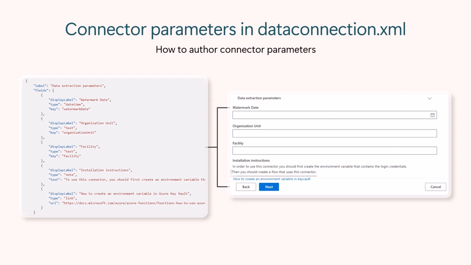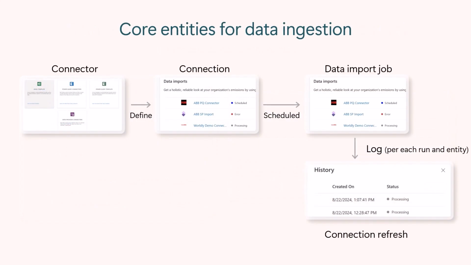The connector parameters support data types such as date time, text, note, and link, in addition to the ability to mark a parameter as required or masked. Date time and text are treated as input fields, whereas note and link are treated as read-only data. By carefully defining these parameters, you can ensure that your custom connector operates efficiently and effectively, providing reliable data integration and automation capabilities. Here, we outline the core entities for data ingestion.